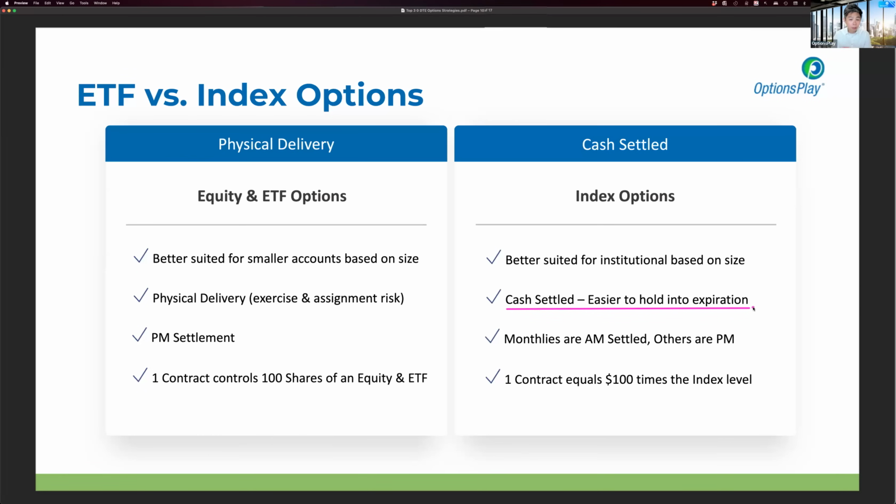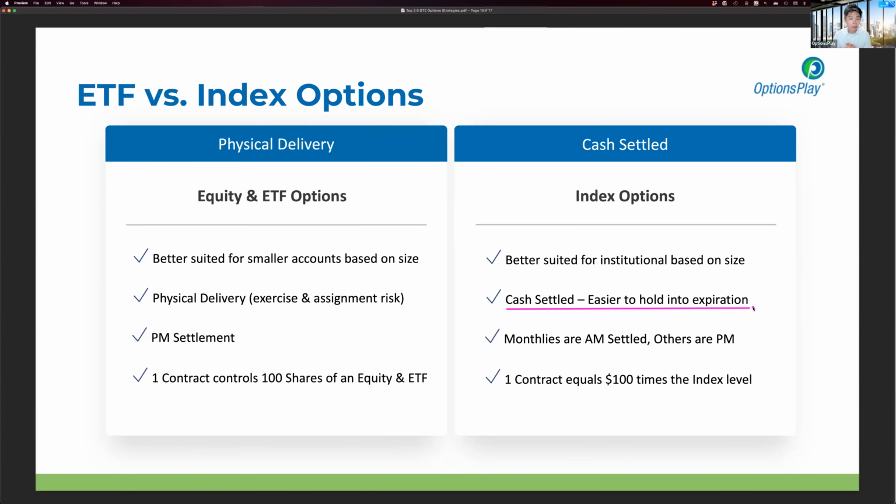Cash settlement, they're European, which means that you don't have early assignment, even though that's usually not that big of an issue with 0 days to expiration. There are some complexities in terms of monthly options or AM settled, so you generally want to avoid trading those. Most of the dailies are PM settled, so those are predominantly what you'll be trading. And each contract refers to typically 100 times the index level.